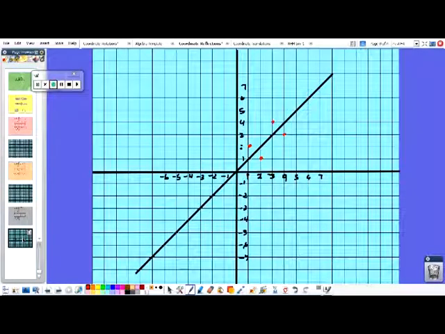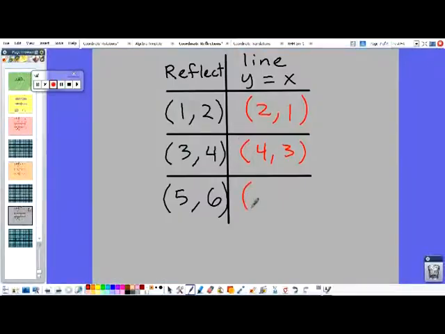At 5, 6, 5, go up to 6. You see it? It's on the opposite side. If I fold it, that's the reflection right there. 6, 5. Again, you should see something happening with the coordinate points when you reflect across the y equals x line.